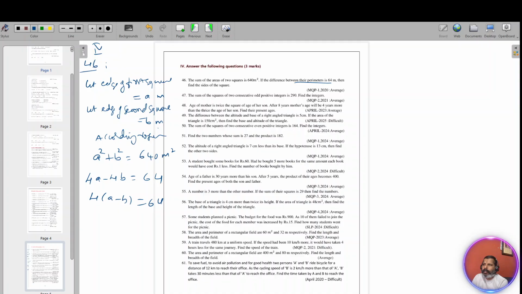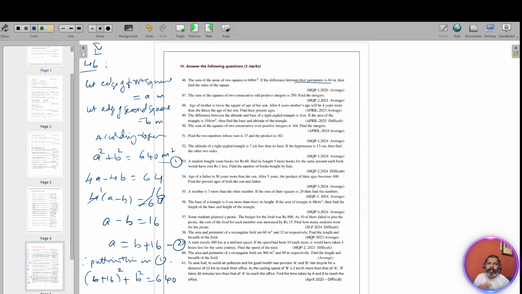4 16s are 64. Then a minus b is 16. This is one equation, and a equal to b plus 16 is the second equation. Therefore, putting this in the first, what can I write instead of a? b plus 16 whole square plus b square is equal to 640.